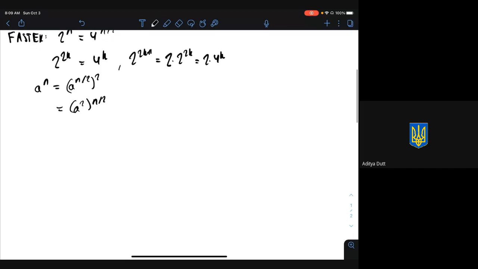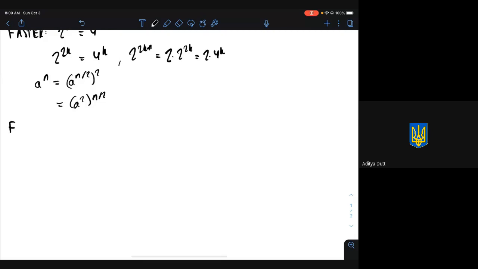So let me first illustrate an example of this, and I'll show how it generalizes. So let's say 2 to the 7. This is 2 to the 3 times 2 plus 1. So it's 2 times 3, sorry.